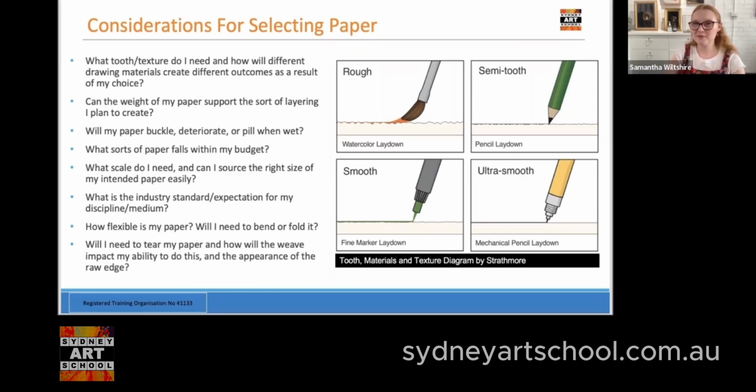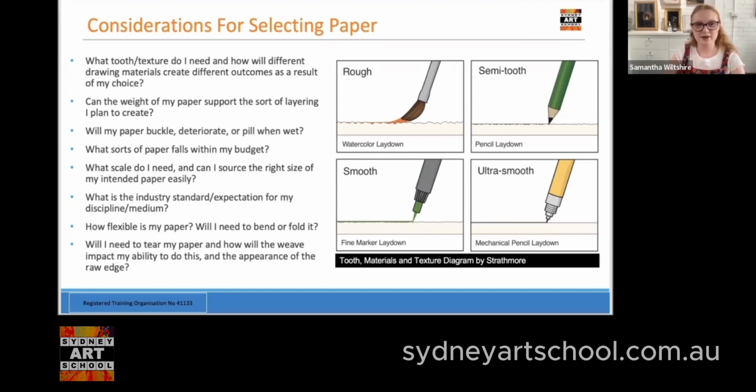You need to consider what sort of paper will fall within your budget, of course, and also what scale of paper you need and which type of paper you'll be able to access in that particular size. You might also want to consider the industry standard or expectation for your discipline or medium. So if you're a printmaking artist, there'll be particular expectations about which sorts of paper are appropriate for printmaking techniques. If you're a watercolor artist, it wouldn't be professional to use a paper which will behave poorly when it's exposed to water and to be selling works to clients which are buckled and damaged.